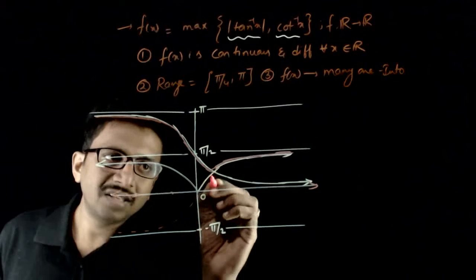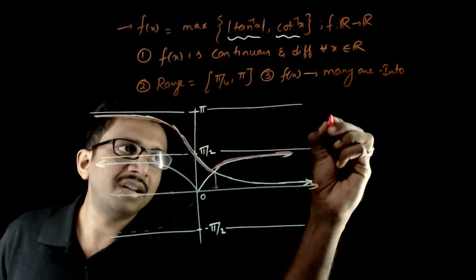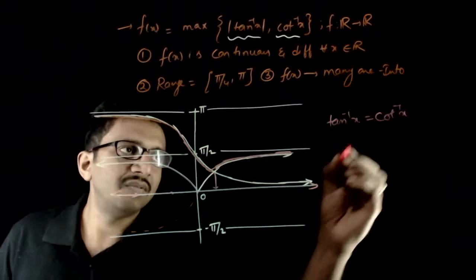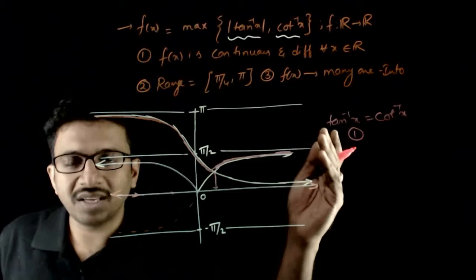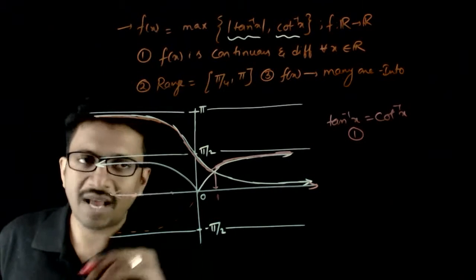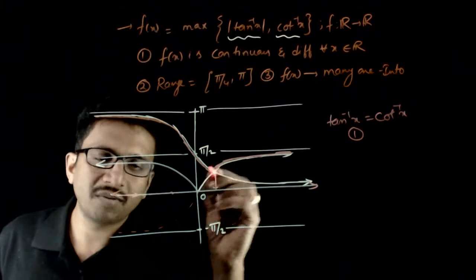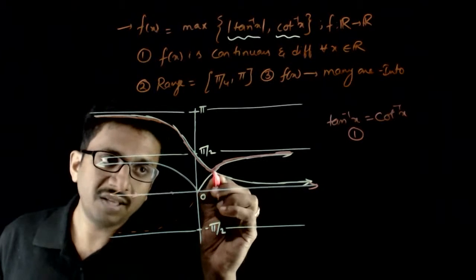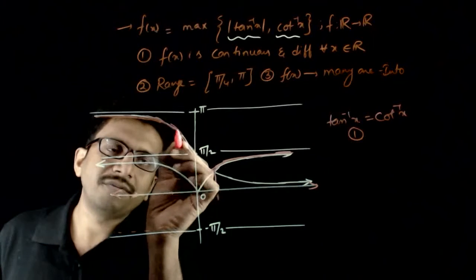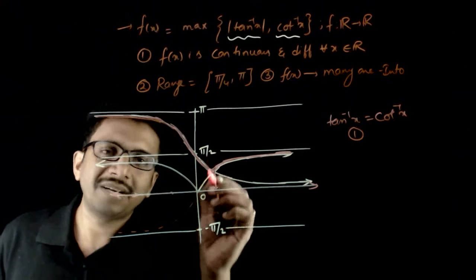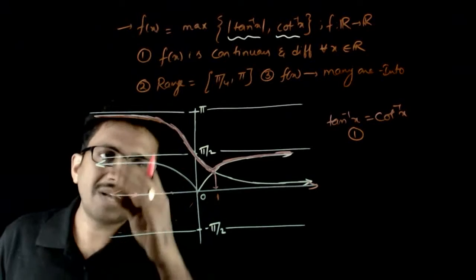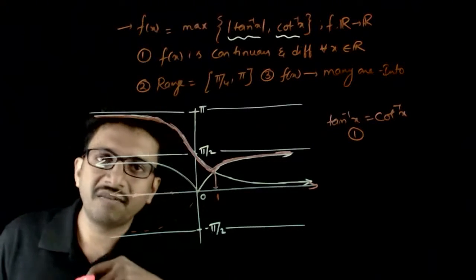So this is the point where tan inverse x is equal to cot inverse x, which is nothing but 1. Tan inverse 1 is pi by 4. Cot inverse 1 is also equal to pi by 4. At this value, tan inverse x and cot inverse x are same, so the maximum value will be the same number itself. So the graph of the maximum of mod tan inverse x and cot inverse x looks like this. Now once you have this graph, you can analyze the given statements.